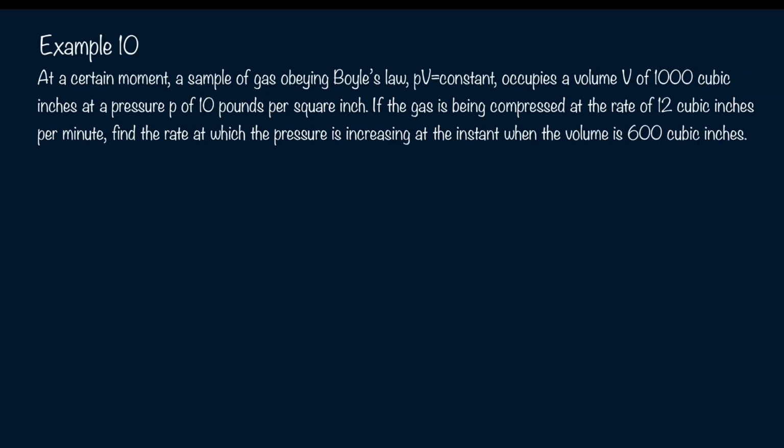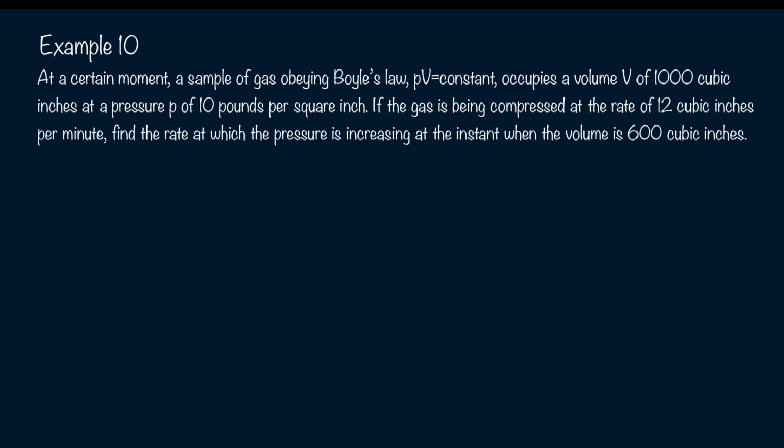So this is example 10. At a certain moment, a sample of gas obeying Boyle's law, PV equals constant, occupies volume V of 1,000 cubic inches at a pressure P of 10 pounds per square inch. If the gas is being compressed at the rate of 12 cubic inches per minute, find the rate at which the pressure is increasing at the instant when the volume is 600 cubic inches.